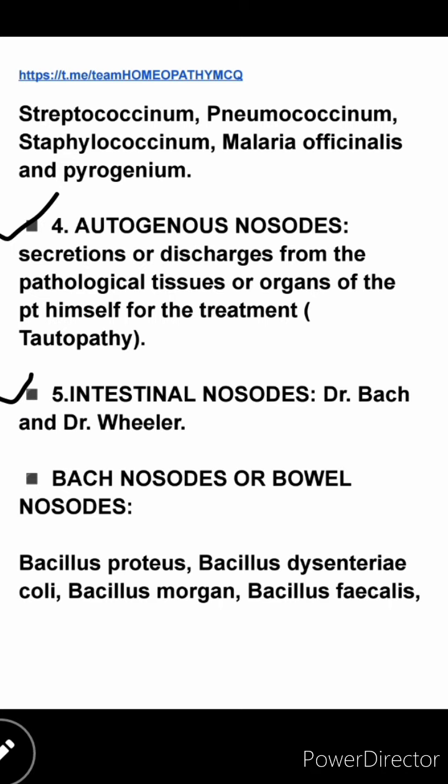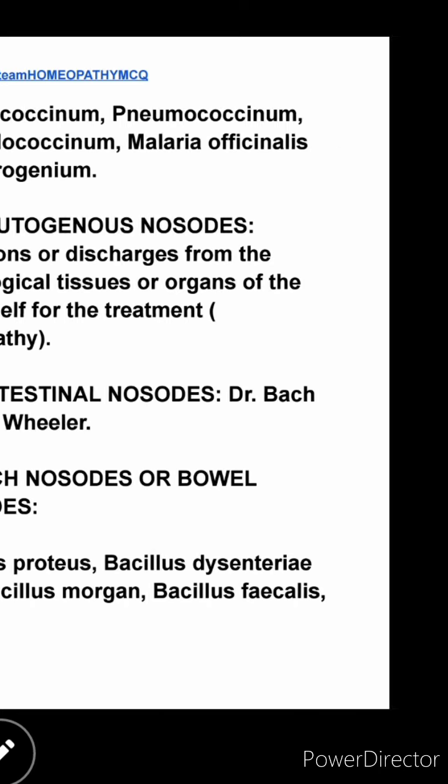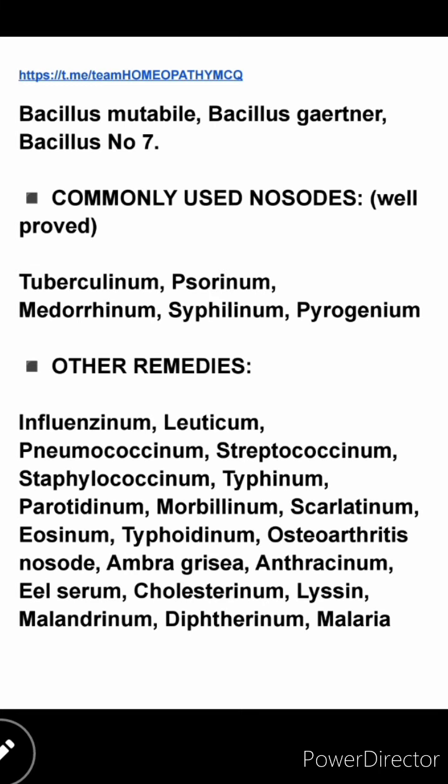Now the constitutional features of nosodes. In general, old people with mild chronic disease. The constitution is lean, thin, emaciated, in great debility. Individuals who are weak, nervous. The third, constitutional disorder of the body. Fourth, constitution with loss of vital fluids and vital energy. This is the tuberculous and psoric diathesis. And thermally, the patient is chilly. So these are the usual features of any nosode.